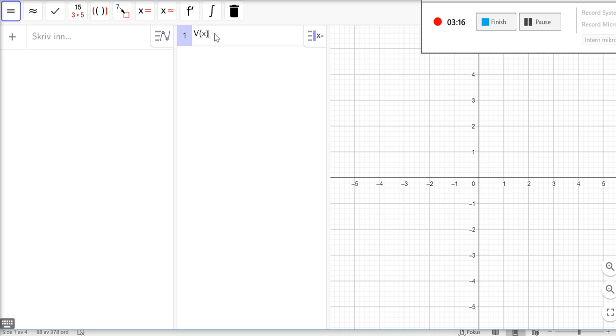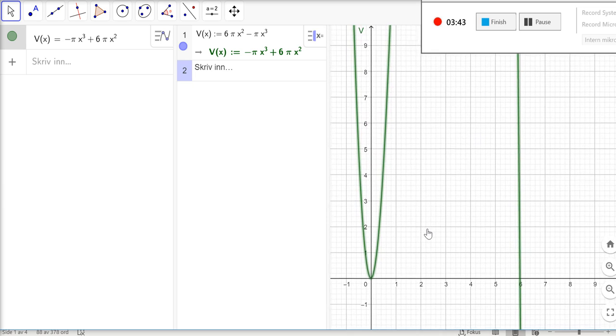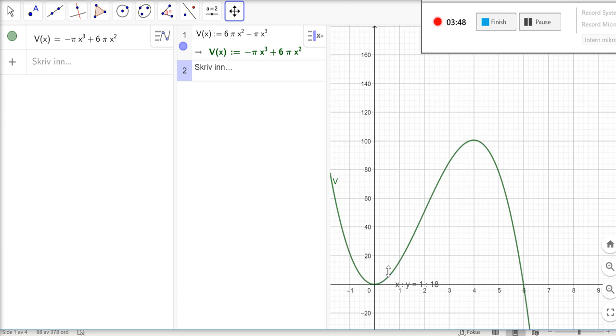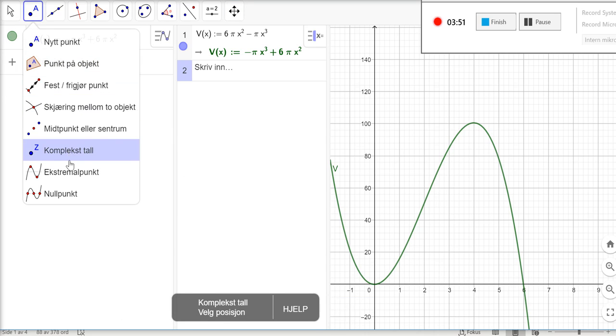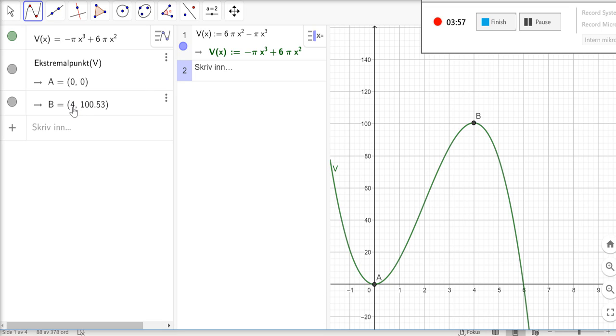Here we just write in a function which looks like this, and with Alt P we get pi here, pi x squared minus pi times x to the power of 3. Right. That was the function, and I forgot the colon here, like that. So here's the function, and we just want to find the maximum point of this function. You see here we have a maximum point, and we do it graphically. We just press extremum point here, and we get x equals 4.